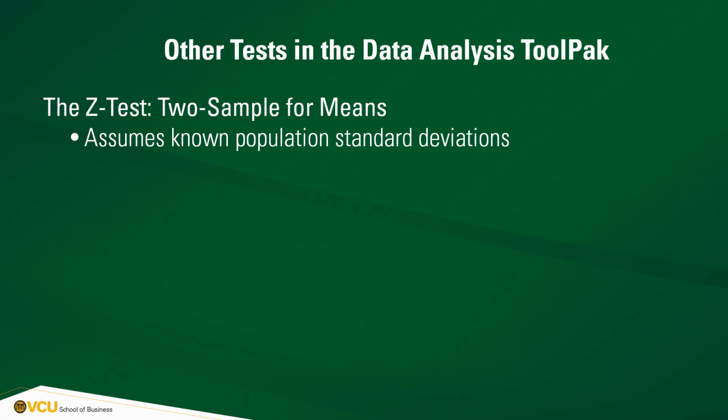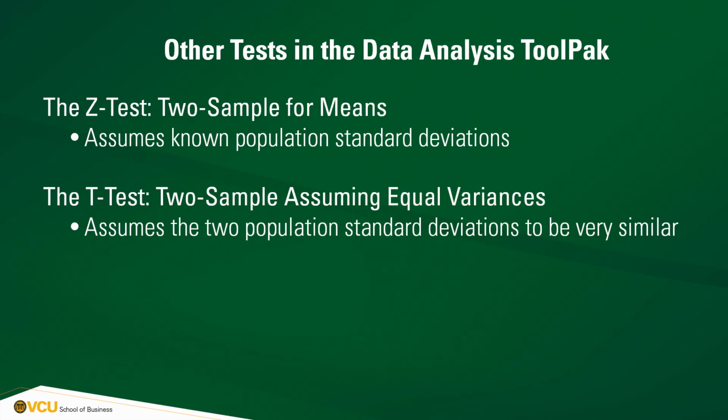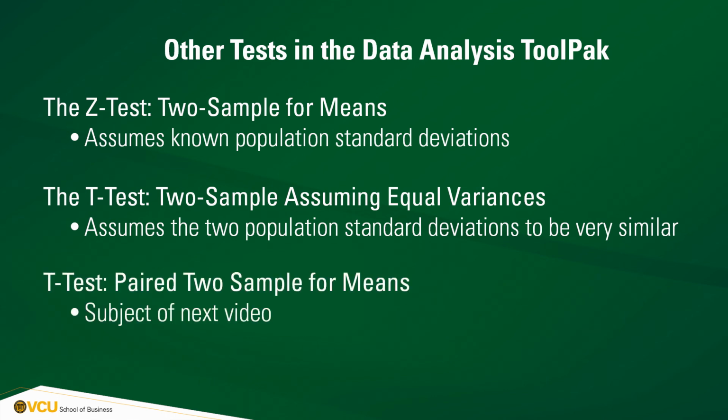One of the other tests is called the t-test two-sample assuming equal variances. This test is described in most statistical textbooks as the pooled t-test. The pooled t-test assumes that both standard deviations are very similar to each other. Even though this may be a reasonable assumption to make in some cases, it is also of little practical significance, and I chose not to teach this one either. The remaining t-test, paired two-sample for means, will be the subject of the next video.